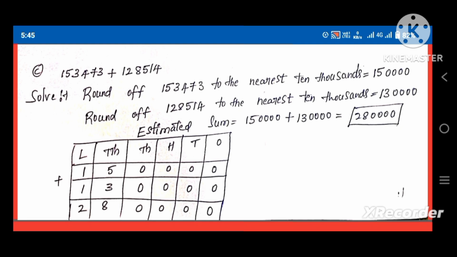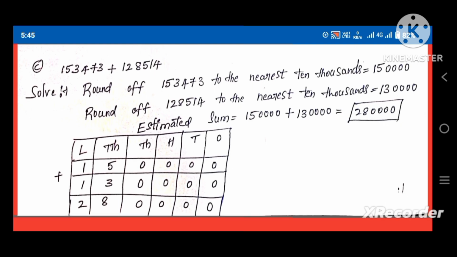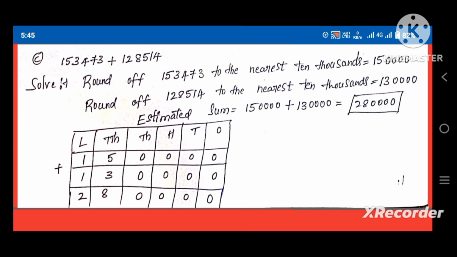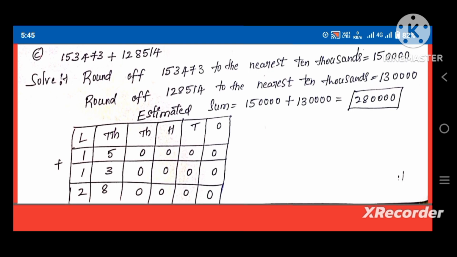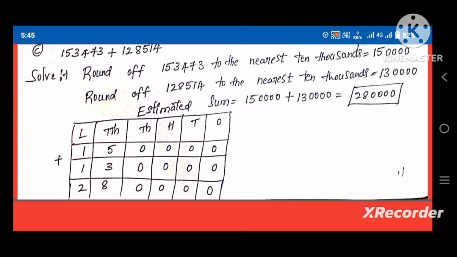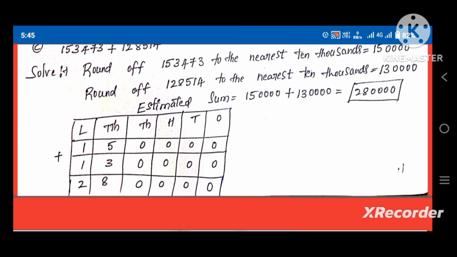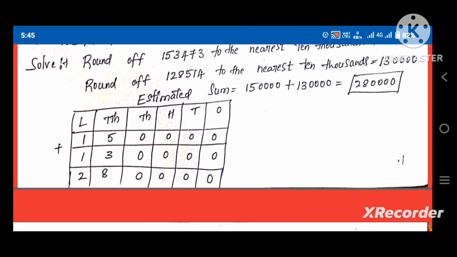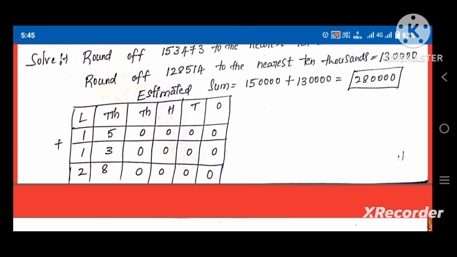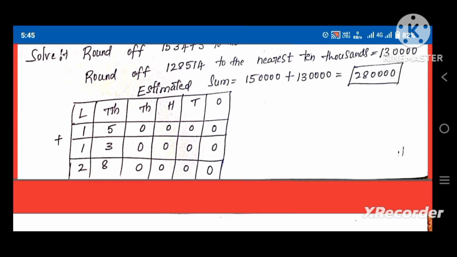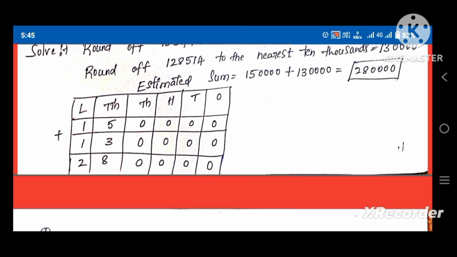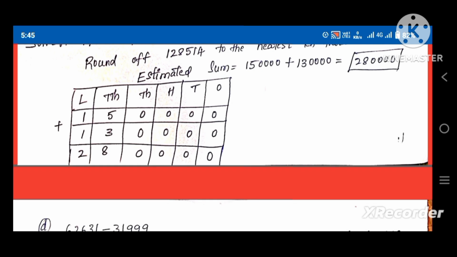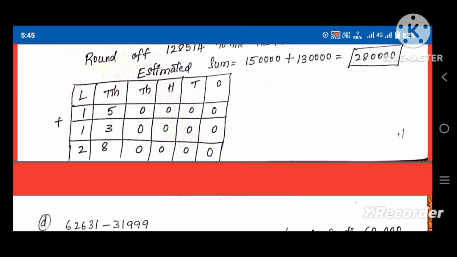Question number C. 1,53,473 plus 1,28,514. Solve. Round off 1,53,473 to the nearest 10,000 is equal to 1,50,000. Round off 1,28,514 to the nearest 10,000 is equal to 1,30,000. Estimated sum is equal to 1,50,000 plus 1,30,000 is equal to 2,80,000.